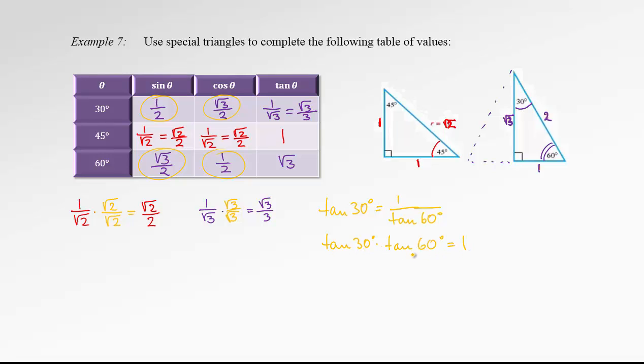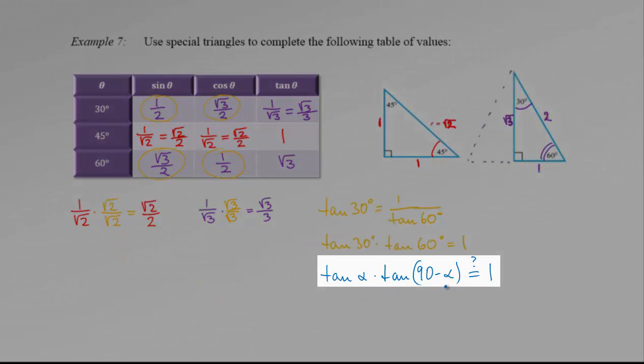Is this a rule? You may want to investigate it using a calculator. For example, check if tangent 10 times tangent 80 is equal to 1, or some other complementary angles. Investigate if tangent alpha times tangent 90 minus alpha would be 1. True or not? See if this equation will hold for various alphas.